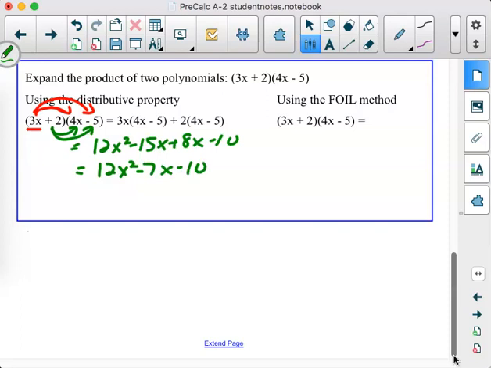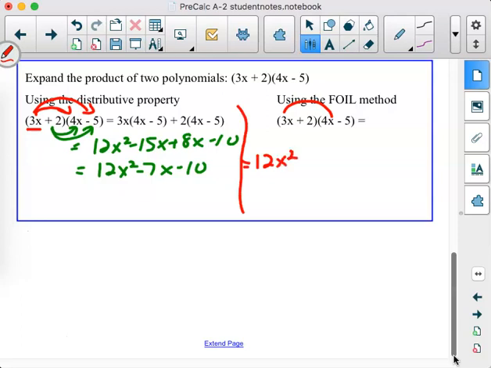Now, that's not the way that most of you have learned it. What they teach you is FOIL. And FOIL is just a fancy method, a nice mnemonic device to help people remember how to multiply binomials. So with FOIL, you do first times first, which would be 12x squared.